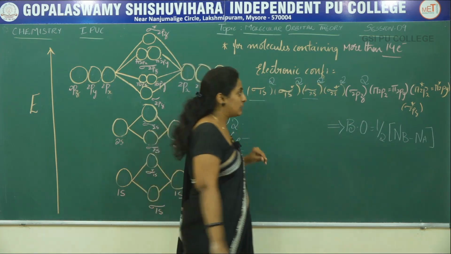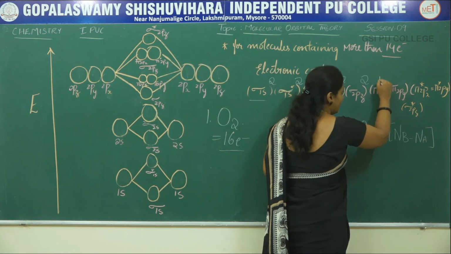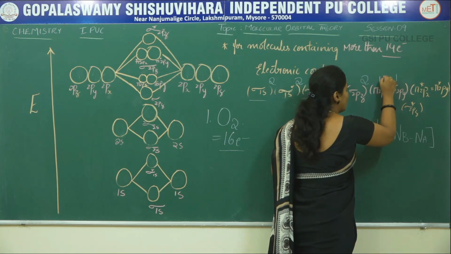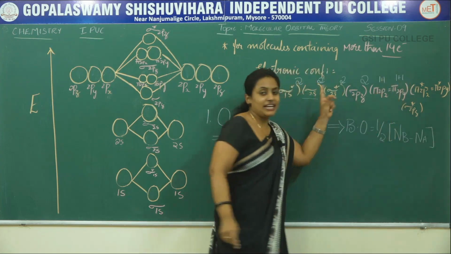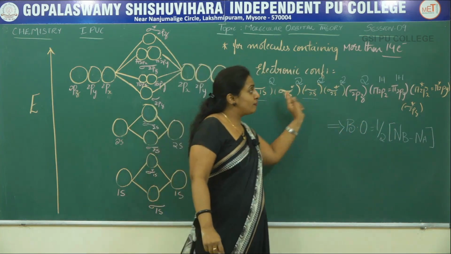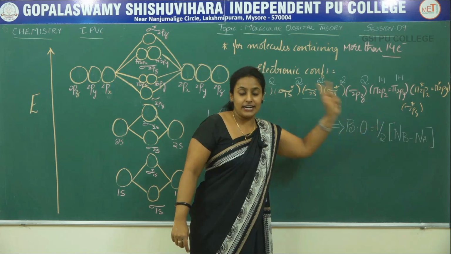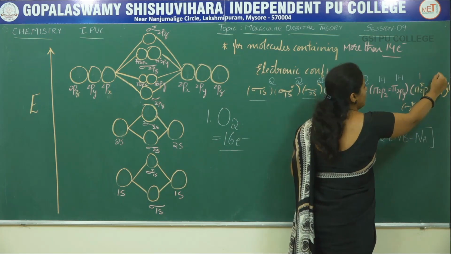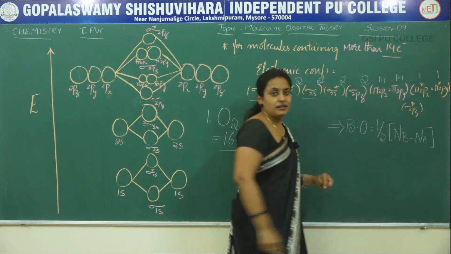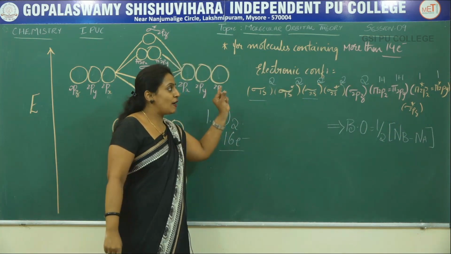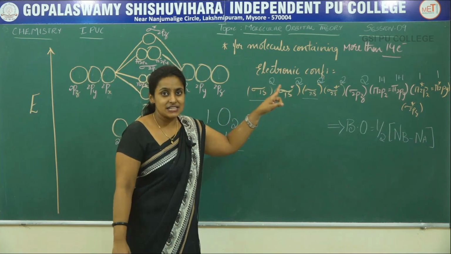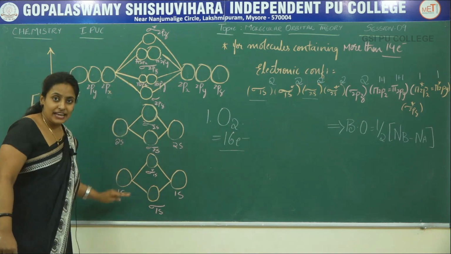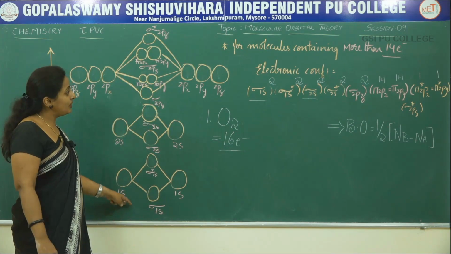How many are remaining? 6 electrons. Next pi 2px1, pi 2py1. Again pi 2px1, pi 2py1. How many electrons have been accommodated? 14 electrons have been accommodated. The remaining 2 electrons go into pi star 2px1, pi star 2py1. This is how the electrons have been accommodated in the various molecular orbitals. And the molecular orbital diagram for the oxygen molecule would be like this.